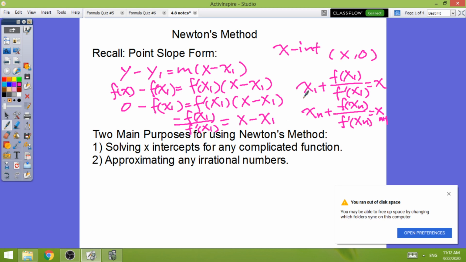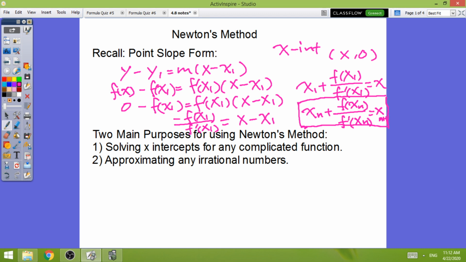Okay, Newton's method. We're going to use this for approximating the x-intercept and also the roots of any kind of complicated function. So the main purposes of using Newton's method are, first, solving for the x-intercept of any complicated function, and second, approximating any irrational numbers. Interesting. We're going to do some examples like this in a minute.